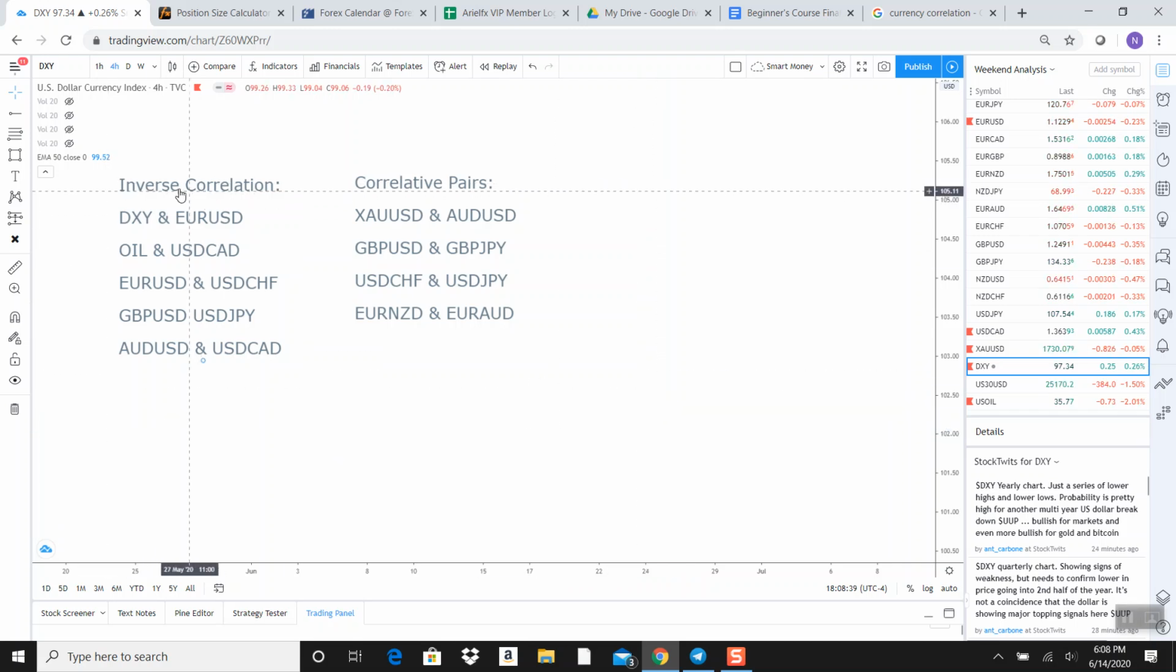All right, so we already went over inverse correlation with the DXY and the euro. Let's go over oil and USD CAD. So the reason why oil and USD CAD have an inverse correlation with one another is because Canada is a major manufacturer of oil and a major exporter of oil. Okay, so when oil rises, USD CAD should short off, meaning when oil rises, the Canadian dollar should strengthen, pushing USD CAD down, right? When oil falls, the Canadian dollar weakens, which should push USD CAD up. So it has an inverse correlation with one another.